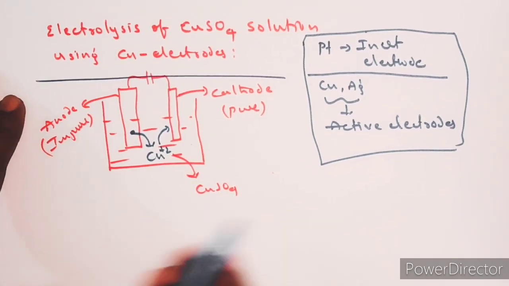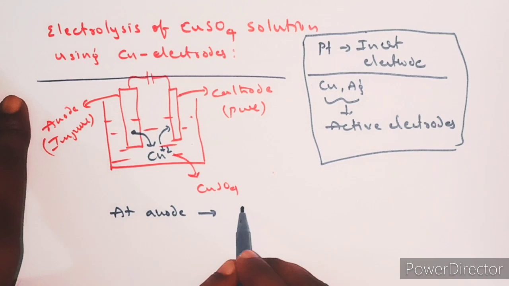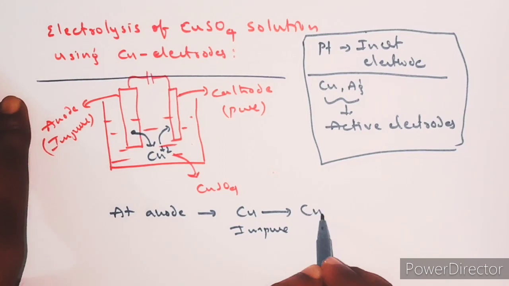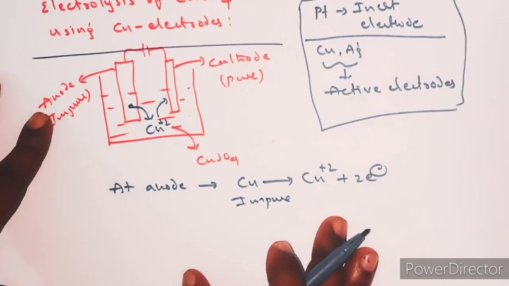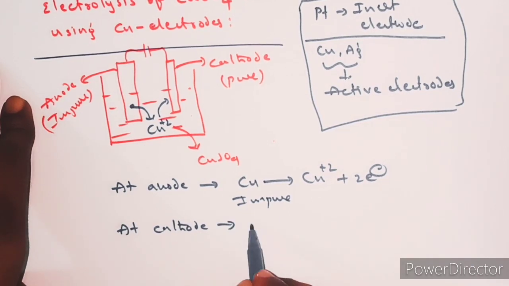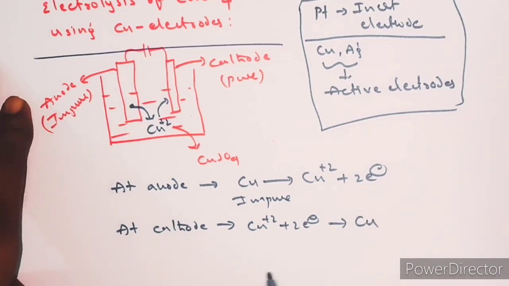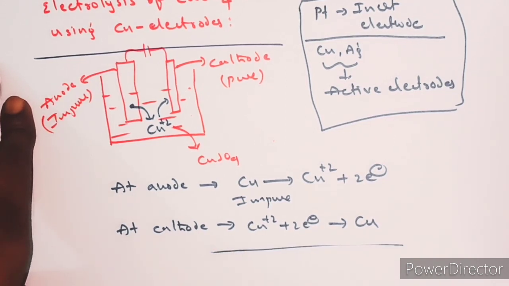Now let us write these reactions. At the anode electrode, oxidation is taking place, in which the impure copper undergoes oxidation into copper ions by releasing 2 electrons. Whereas at the cathode electrode, these copper ions gain the electrons and undergo reduction, and will be deposited at the cathode electrode. If you write the overall reaction, you can write it like this: Cu and Cu2+ converting into Cu2+ and Cu.